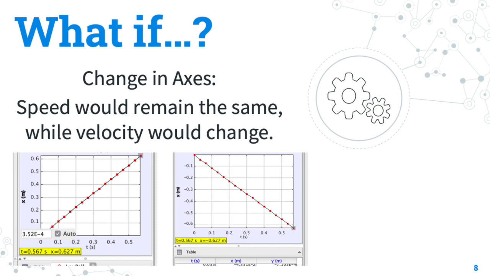Essentially, speed would remain the same because it's directionless, while the velocity vector would change. In the attached graphs, you can see that the rate of change is the same, while the direction is different.